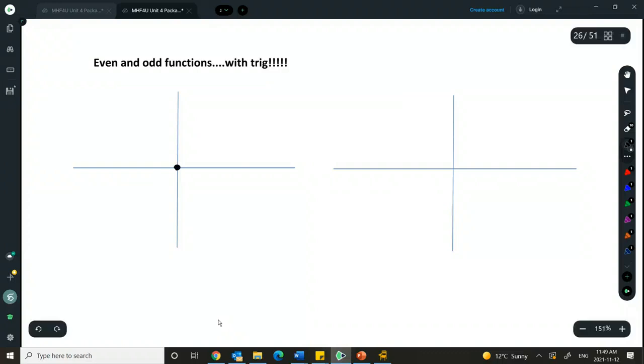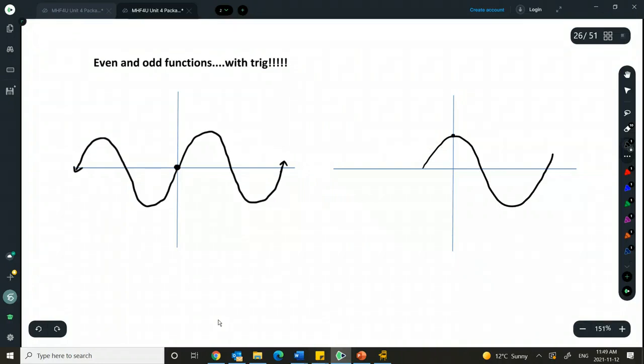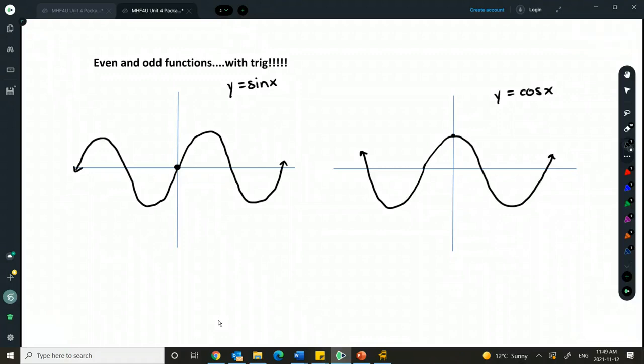So here's the sine graph. Here's the cosine graph. Do these fit into even function, odd function? Would they be neither? What do you think? Alicia?